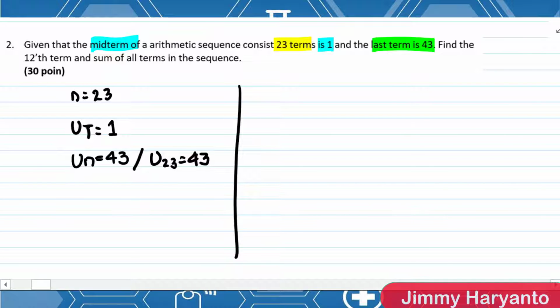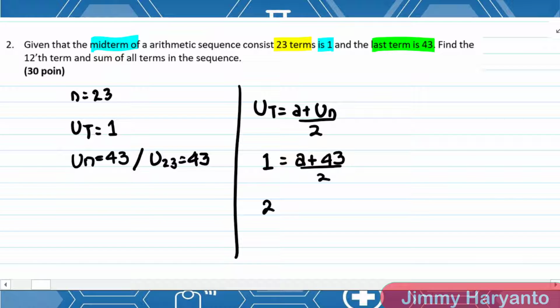After that, we will start from ut equals a plus un over 2. So ut is 1 equals a, we don't know yet, plus un is 43, over 2. Cross multiply: 2 equals a plus 43. Move the 43, you will get negative 41 equals a.